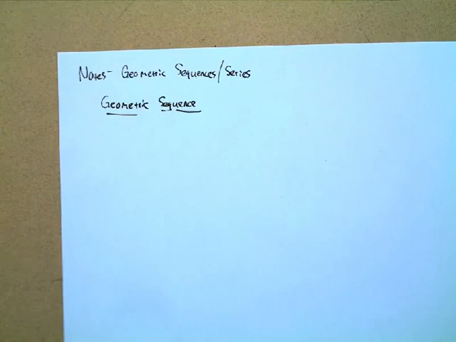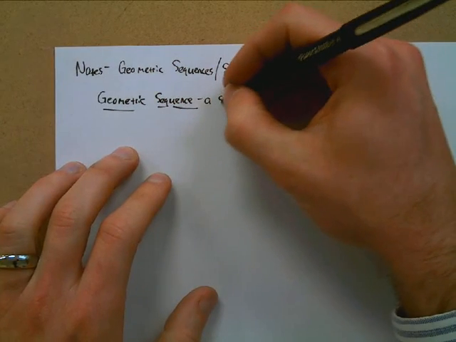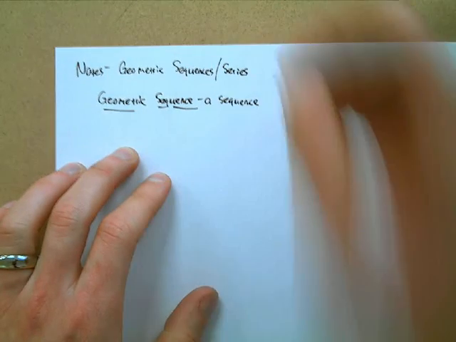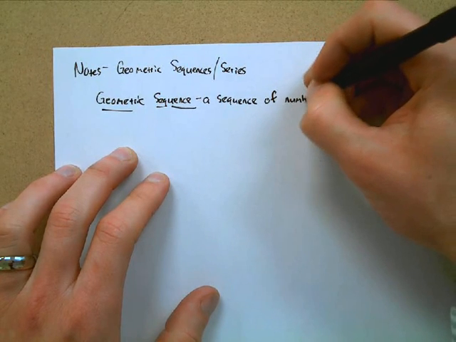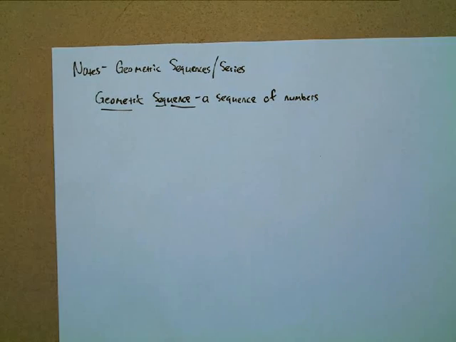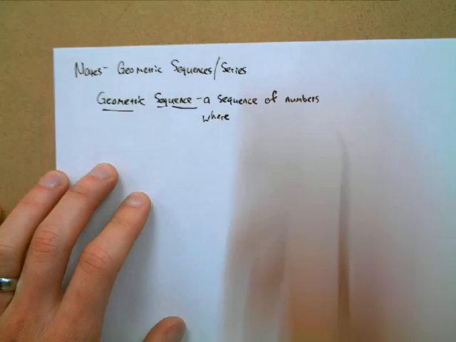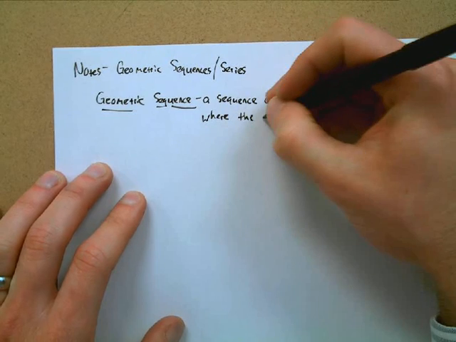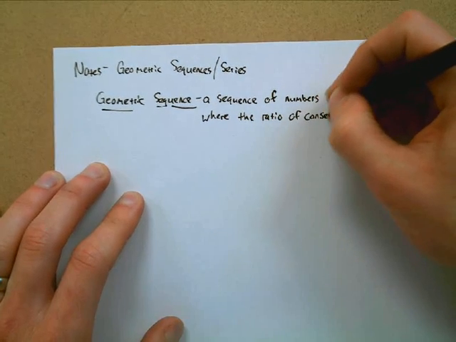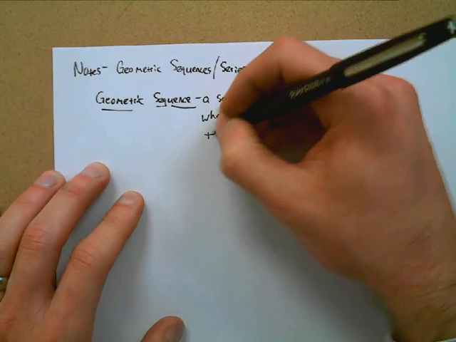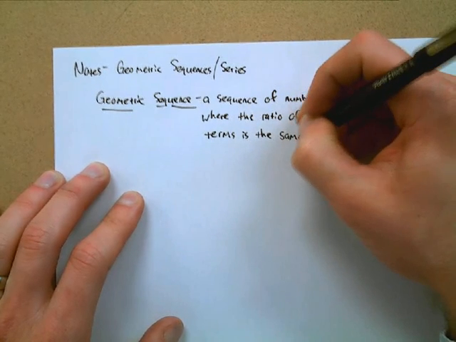Okay. So a geometric sequence is a sequence of numbers where the ratio of consecutive terms is the same. The ratio of consecutive terms is the same.